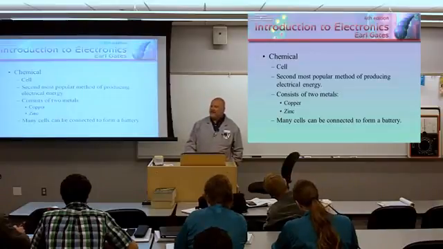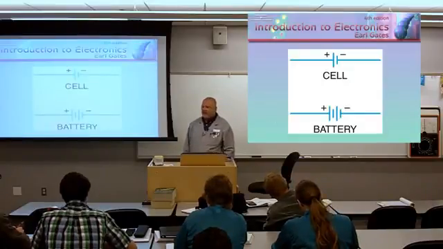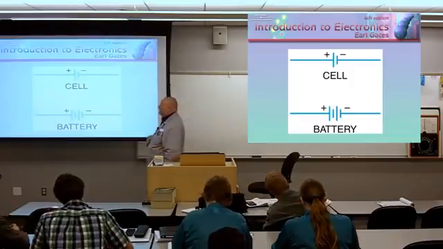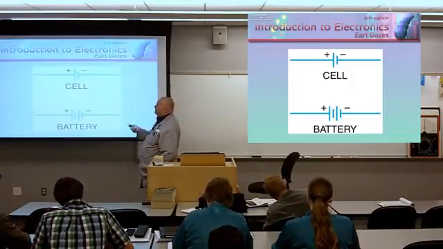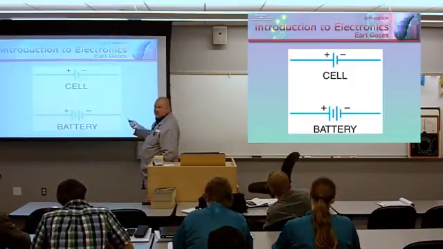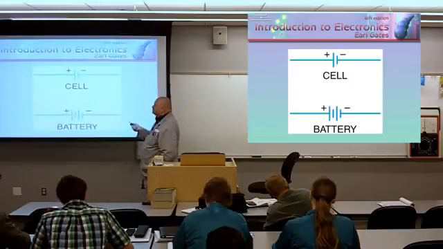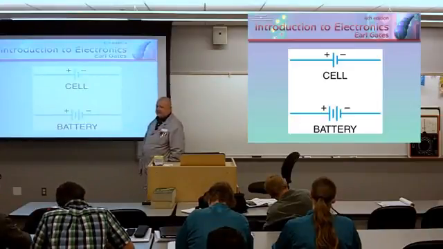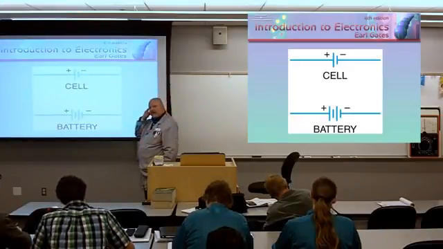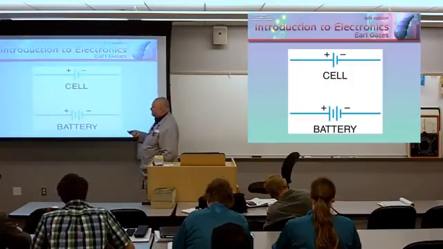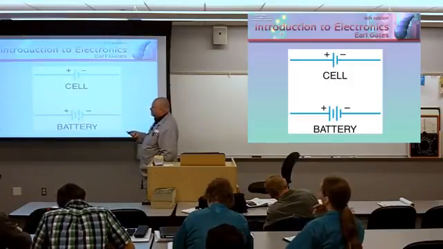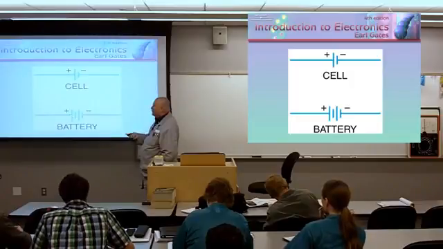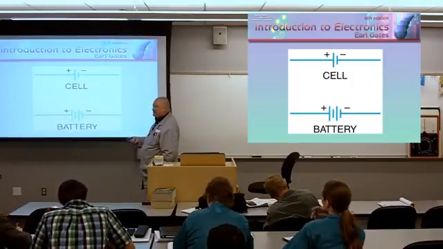So typically, many cells can be connected to create what's known as a battery. Now, in schematic diagrams, when you see this symbol right here, you can assume that this is a cell. The short line is the negative lead. The long line is the positive lead. On a schematic diagram, if you put a short one, a long one, a short one, and a long one together, we could make the assumption that this is a battery.